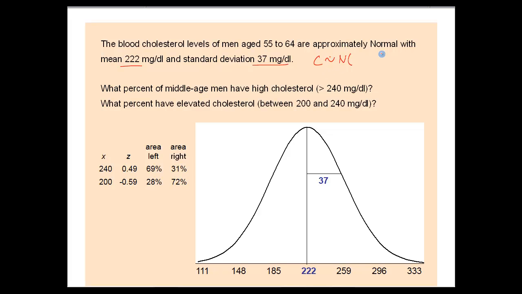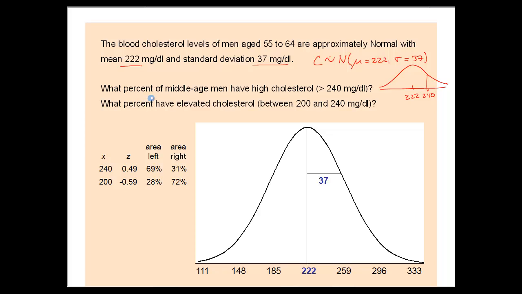So C is distributed approximately normal with a mean of 222 and a standard deviation of 37. The first question is, what percent of middle-aged men have cholesterol greater than 240? So what we could do to figure that out is we could look at our curve. We could start with our mean at 222, and then we could look at 240.